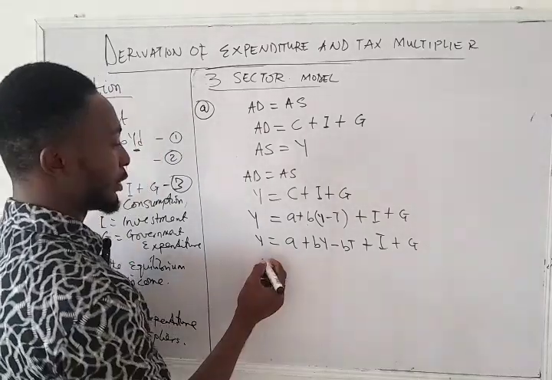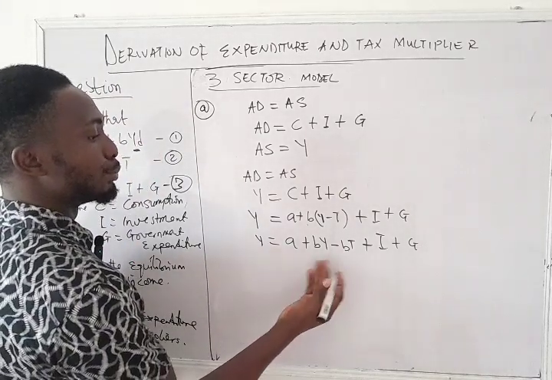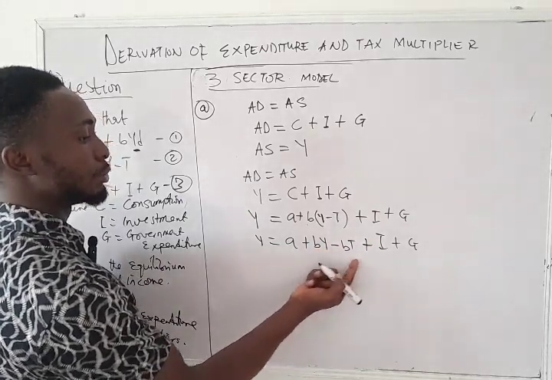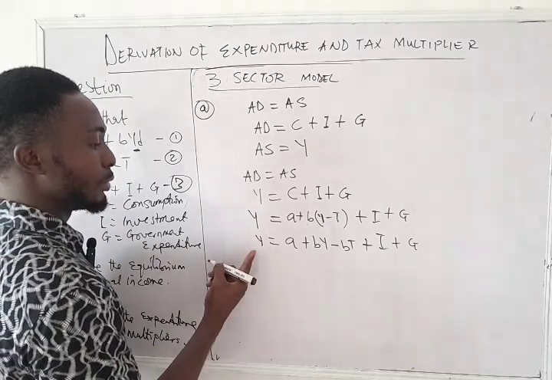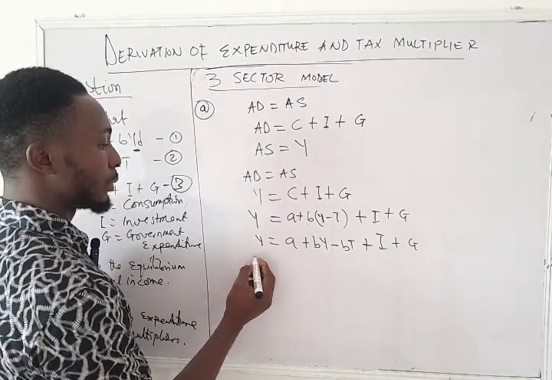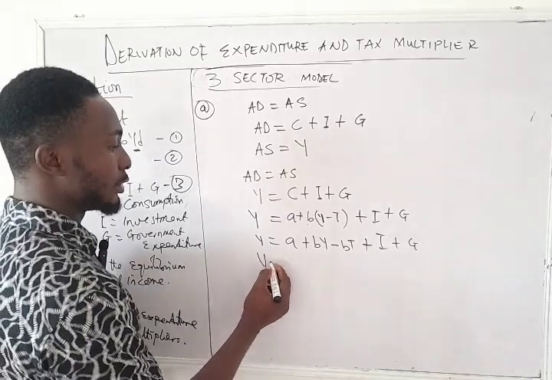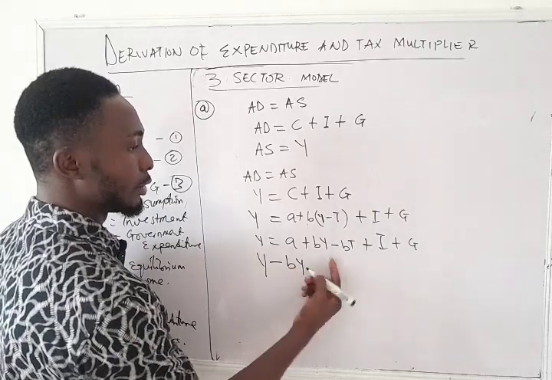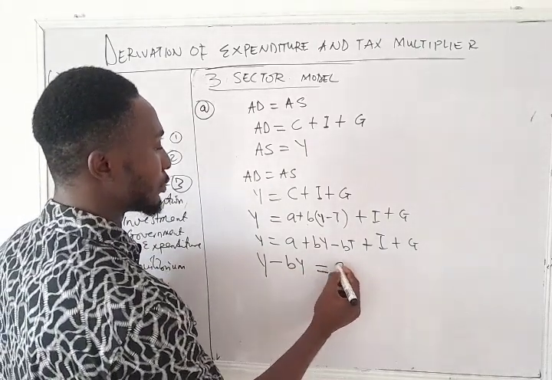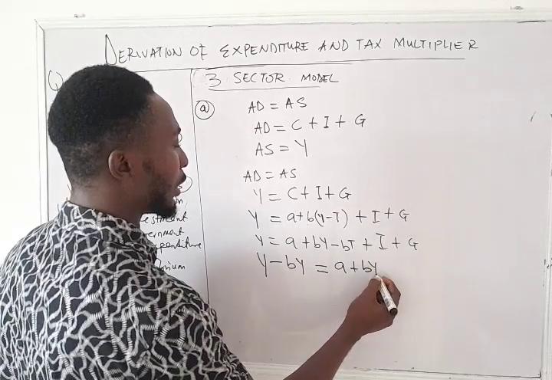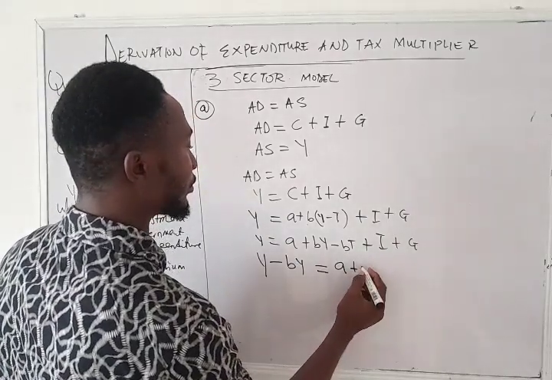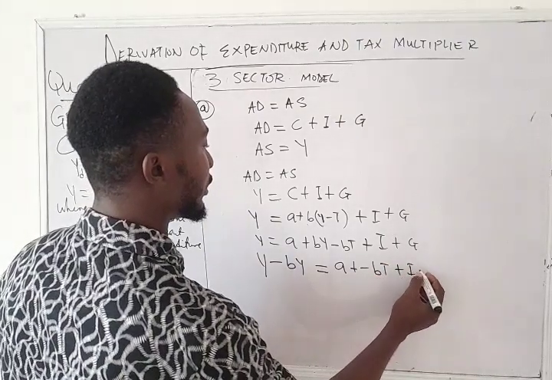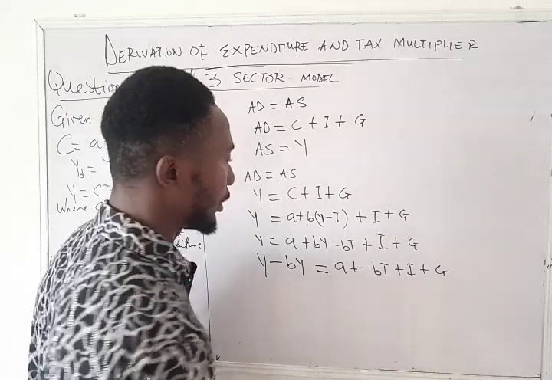So all we can do here is bring every variable that has Y on it to the other side to meet this other Y here. So we do this by collecting like terms, and we have Y minus BY, this comes here, there is no other Y here, so this is equal to A minus BT plus investments plus government expenditure.